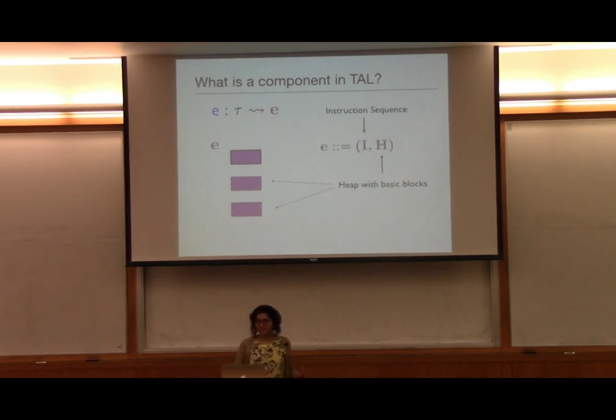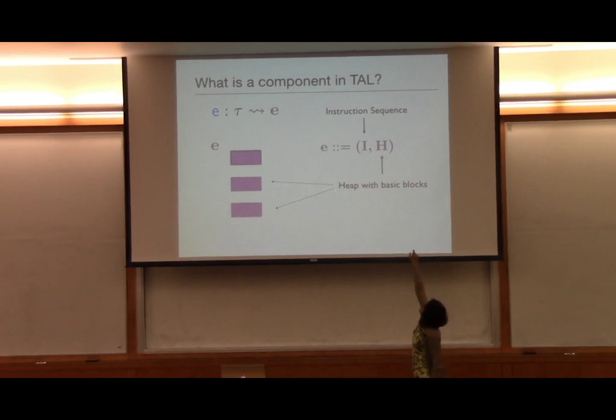Okay. So I want you to think of this component, purple E, as a pair of a first basic block, which I'm going to write as instruction sequence I, and then there's some heap, the dotted stuff, which contains more of the basic blocks that I conceptually consider part of this component. Okay? So that's what a component is, a bunch of basic blocks.